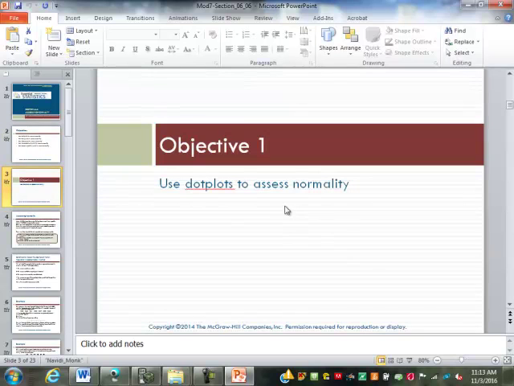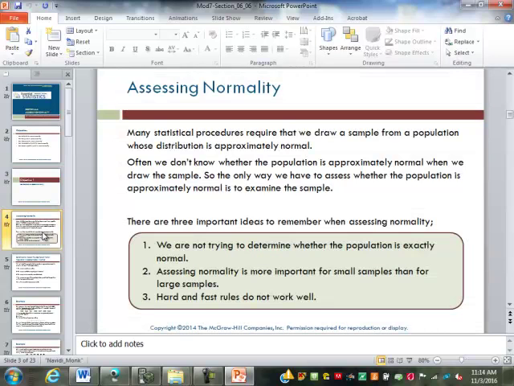So using dot plots. Now, it's important to see that in any of these methods, we're not looking to prove exactly whether it's normal or not normal. We're just seeing if it's approximately normal or not. So that's one of the things they're warning here: we're not saying it's exactly normal, we're just looking to see if it's approximately normal.